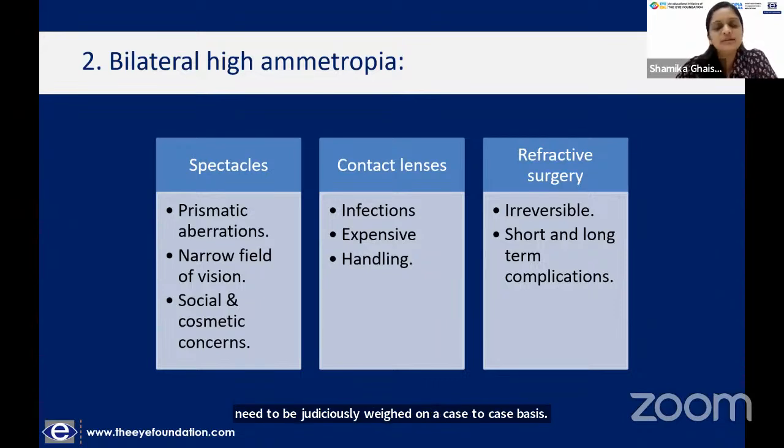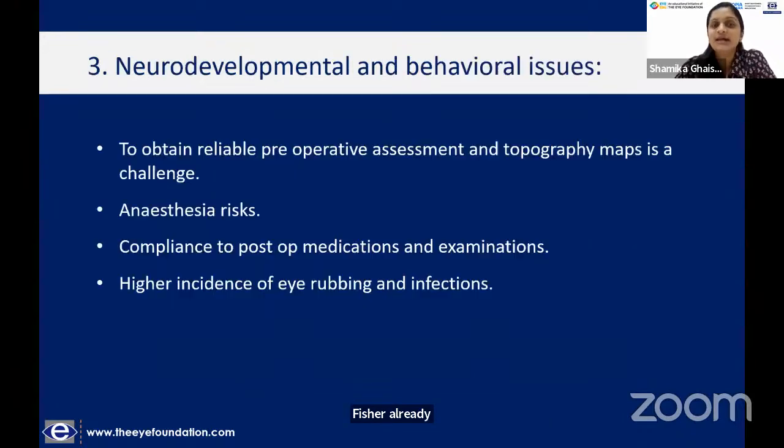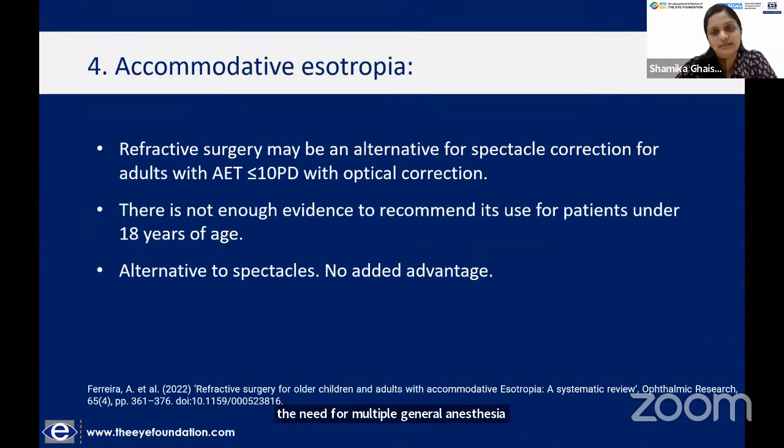In this context, one of the important indications, as Dr. Fijo already described, where refractive surgery really improves the quality of life of children, is in children with neurodevelopmental and behavioral issues. However, poor patient cooperation to pre and post-operative evaluations, increased risk with general anesthesia, and the need for multiple general anesthesias are few practical concerns limiting the use of refractive surgery in these patients as well.